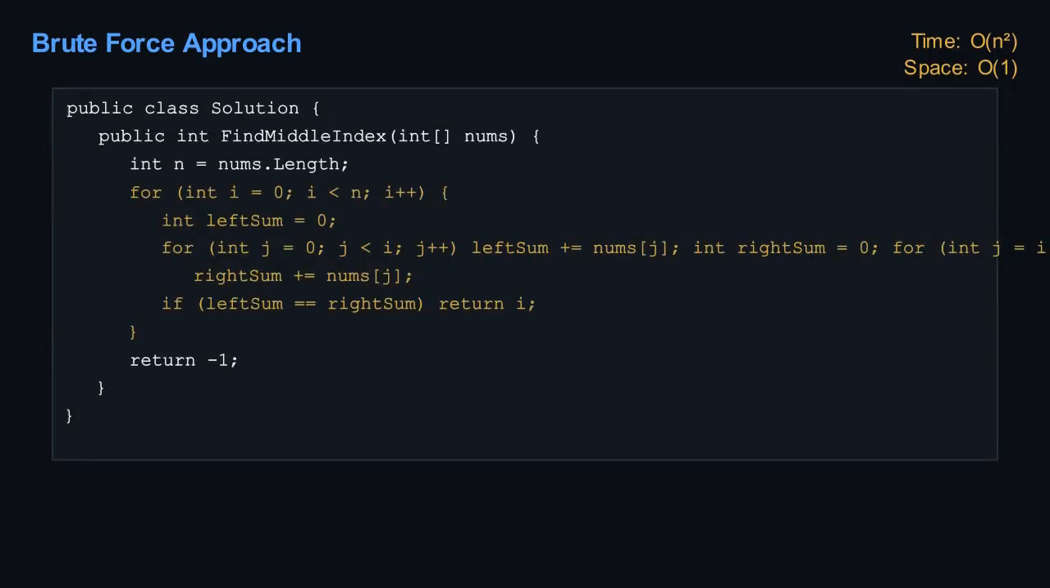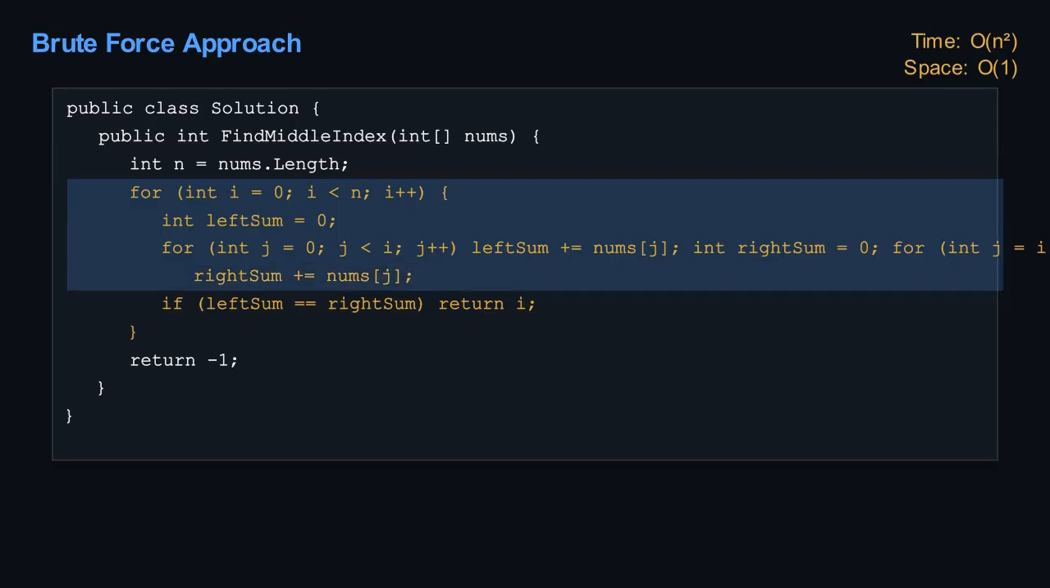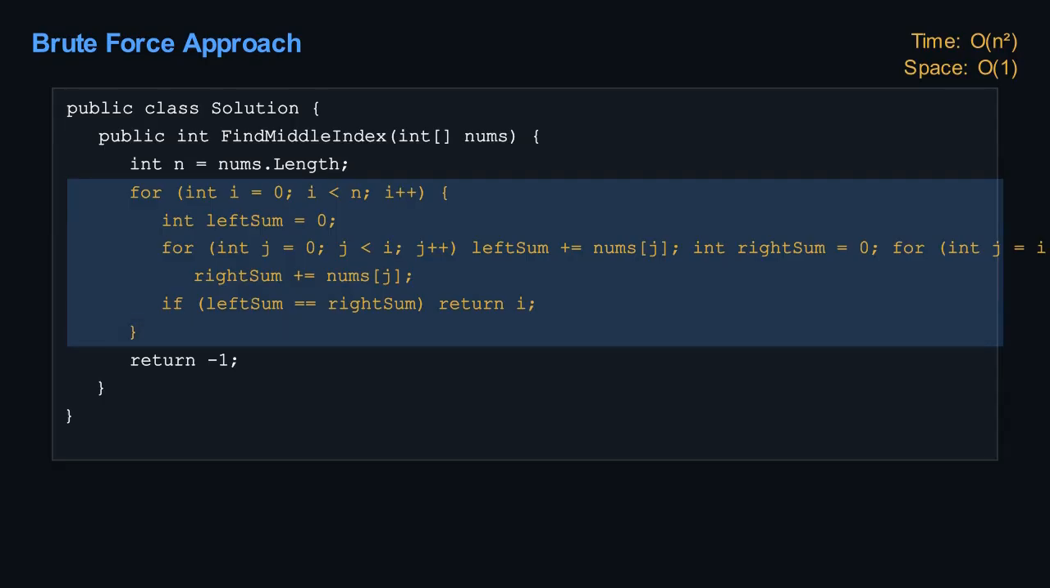A straightforward approach involves iterating through each possible index. For every index, we'd calculate the sum of elements to its left and the sum of elements to its right. This means nested loops, one outer loop for the potential middle index, and two inner loops for calculating the left and right sums. This repeatedly sums subarrays, performing a lot of redundant calculations. For an array of size n, calculating sums for each index takes roughly n operations, leading to an overall time complexity of O(n squared). Space complexity would be O(1), constant, as we only use a few variables.